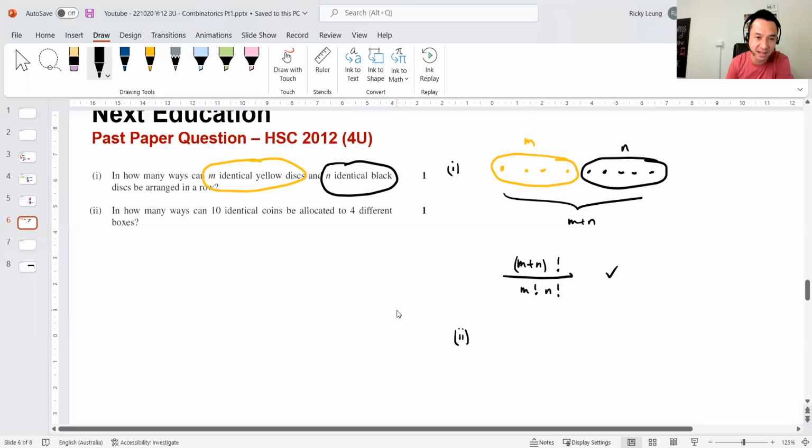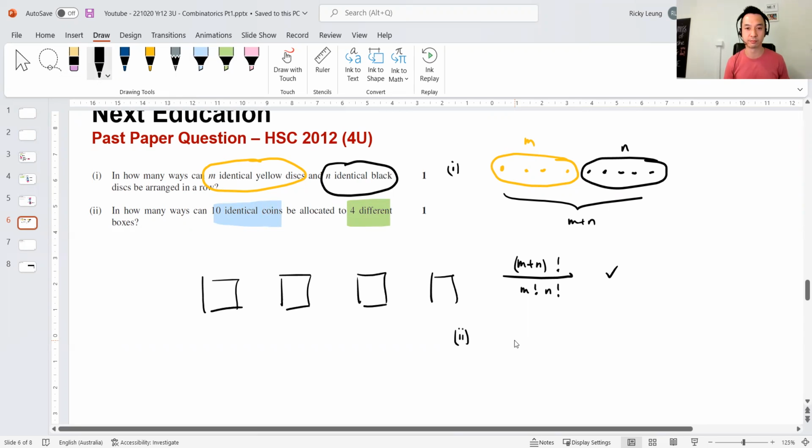How many ways can 10 identical coins be placed into 4 identical boxes? 10 identical coins, 4 boxes. Now, I'm going to propose a method. Some people start by drawing boxes and going, a few coins in here, a few coins in here, a few coins in here, and a few coins in here. That's fine, but it'll take you forever, because I've seen students try to do this by using cases.